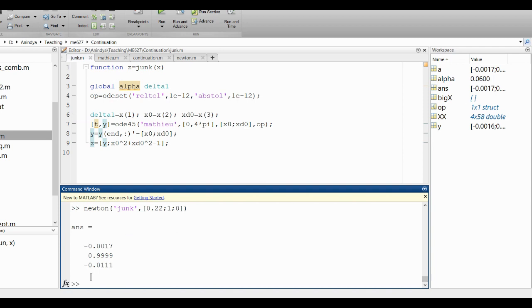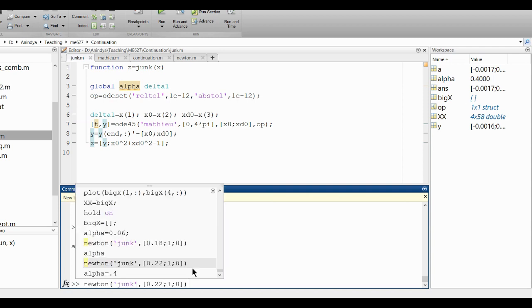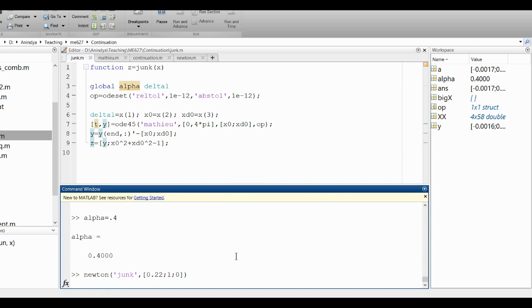It is giving me the same answer. It is giving me the answer I don't want, unfortunately. But let's do something else. Let us try alpha equals 0.4. We'll just get a different answer. We'll see what we get. Okay, that's a different answer.